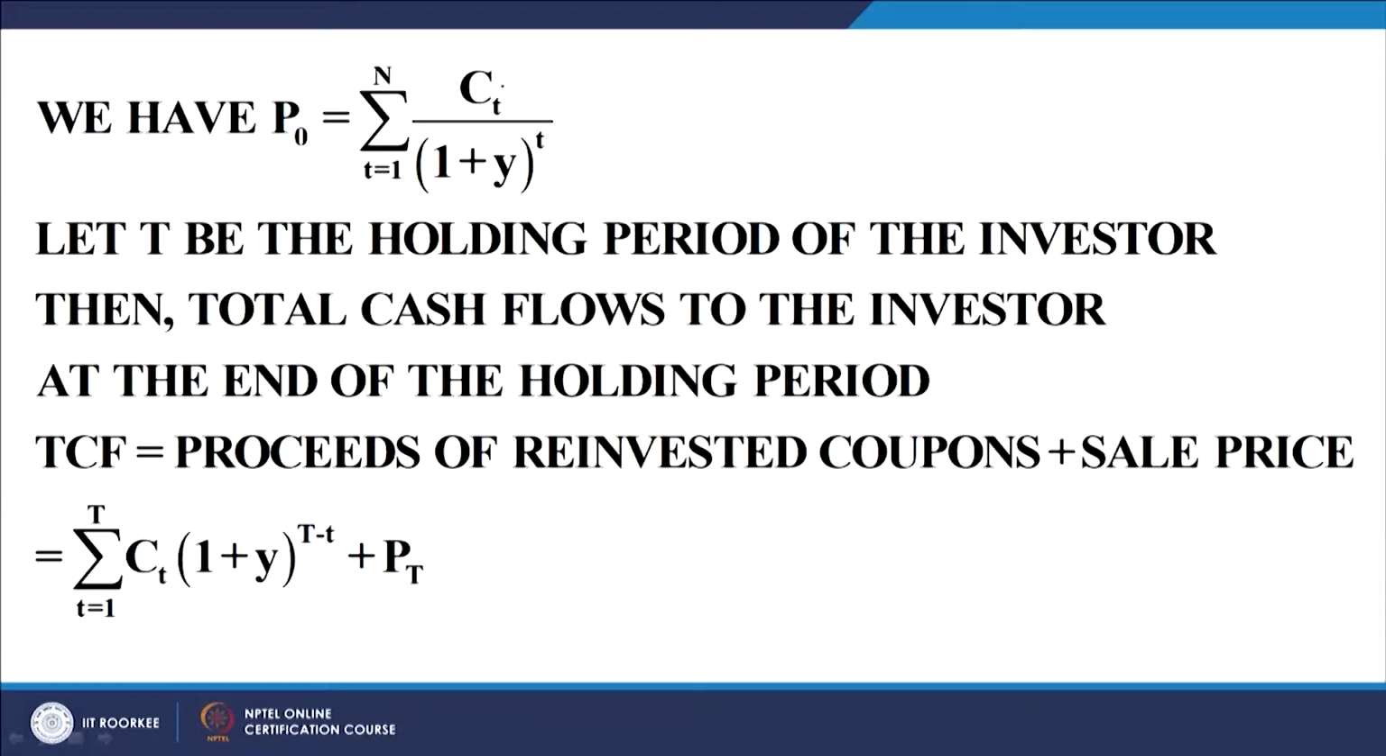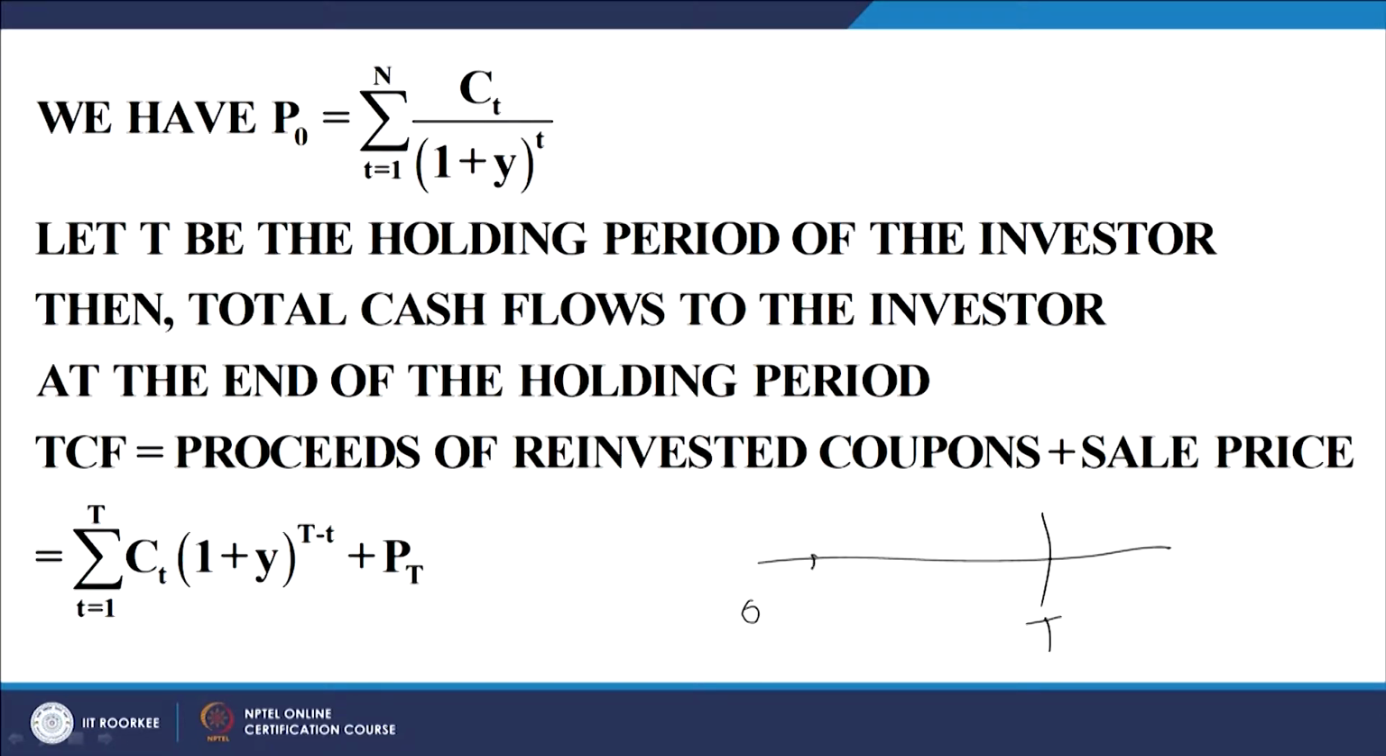We start with the standard equation: P naught is equal to the summation of C t upon (1 plus y) to the power t. C t are the cash flows over the life of the bond, and y is the YTM. Now, suppose you have a holding period of capital T. Let us say this is my holding period at capital T. Then let us look carefully how this operates. This is t equal to 0, say, where the interest rates have changed.